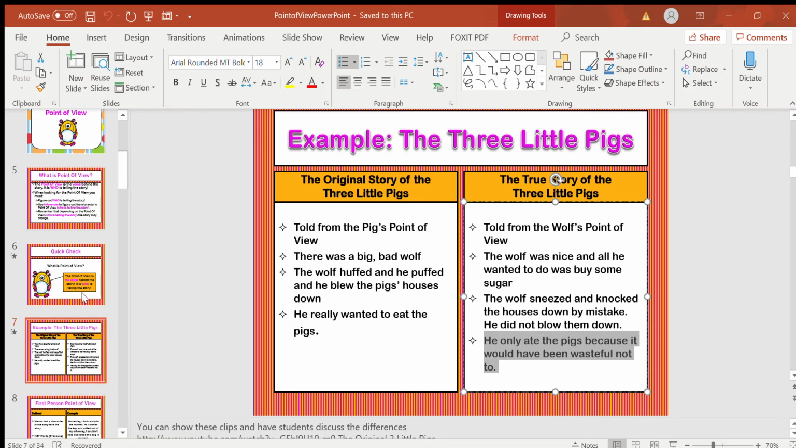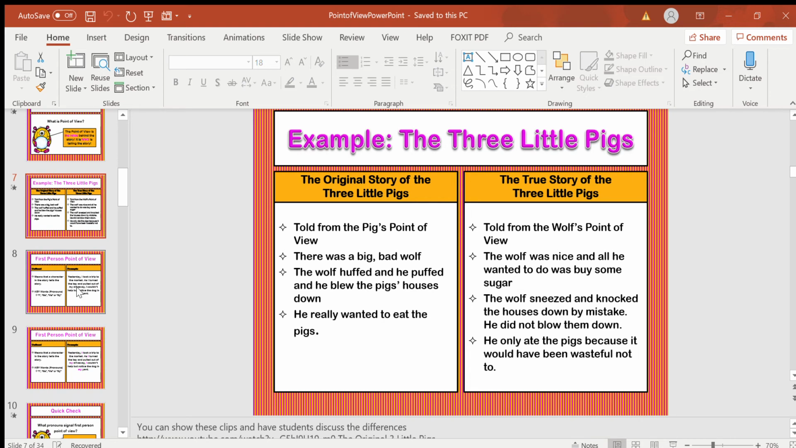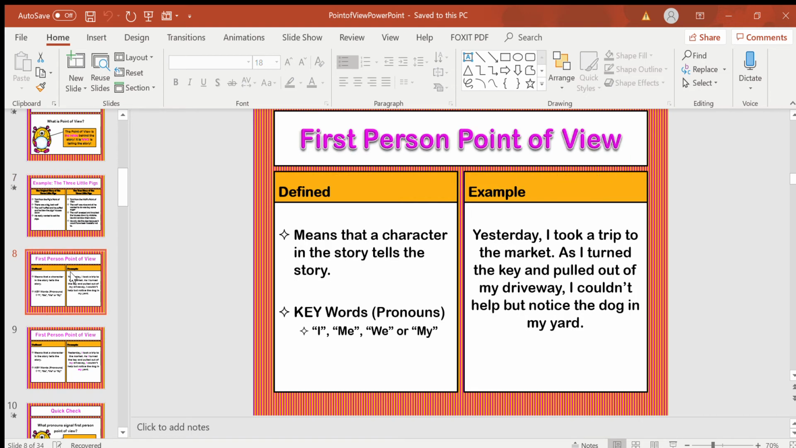And then we wrote an opinion piece. So you remember our opinion pieces? And we said, okay, who do we think is right? Is the pig right or is the wolf right? Okay, so let's dive into these different points of view.